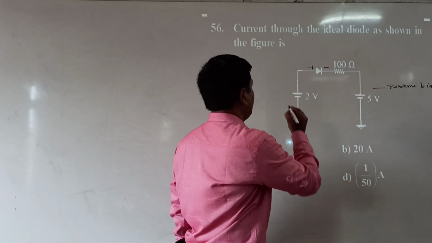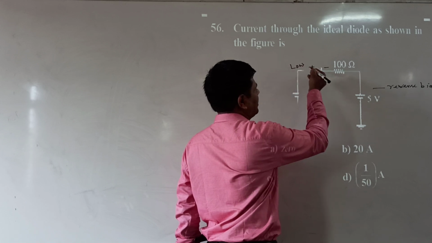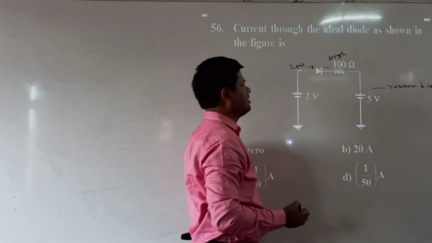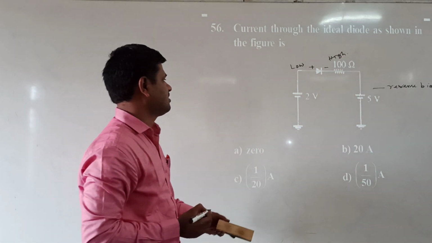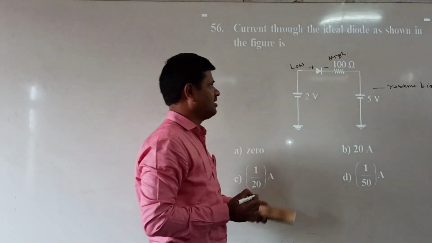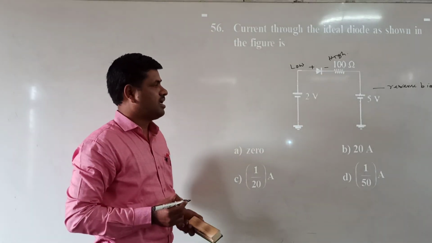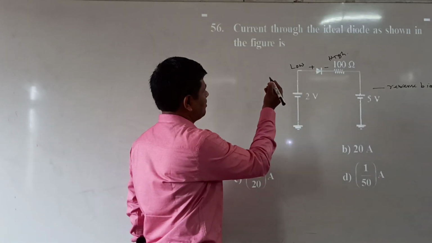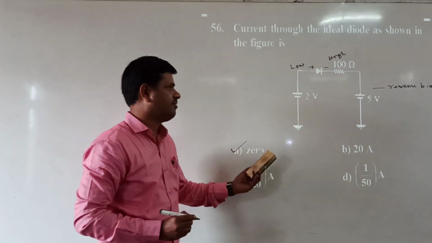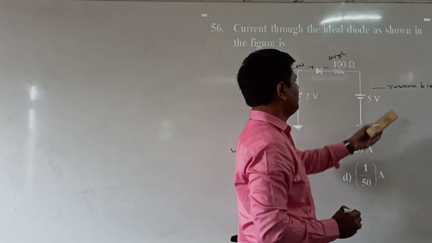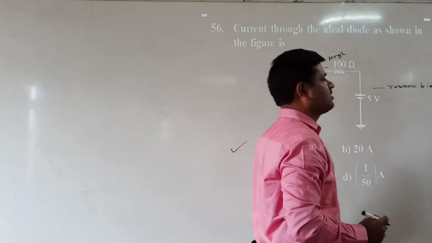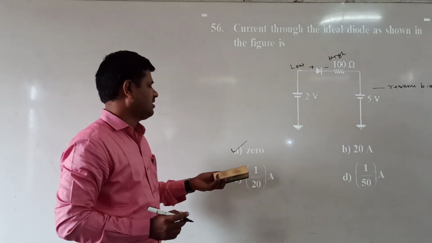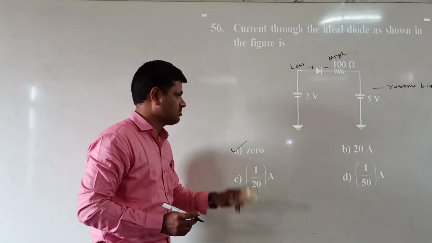This terminal is at low, and low is connected to positive. This is high, and high is connected to negative. It means reverse bias. In reverse bias the current is very low, negligible, passing through the diode. Negligible means that in this circuit the current value is zero. Directly we say zero because this circuit is in reverse bias. If it were forward bias, you could calculate the value. But in reverse bias, the current in the diode is zero. So the current in the circuit is also zero.